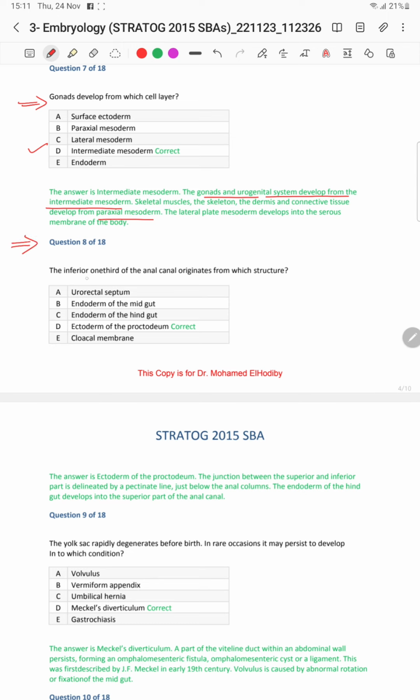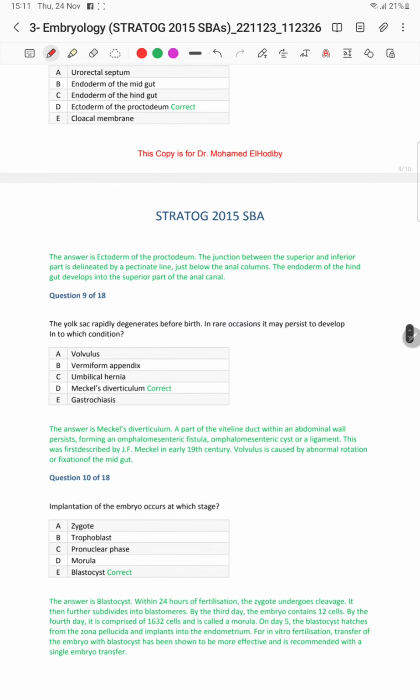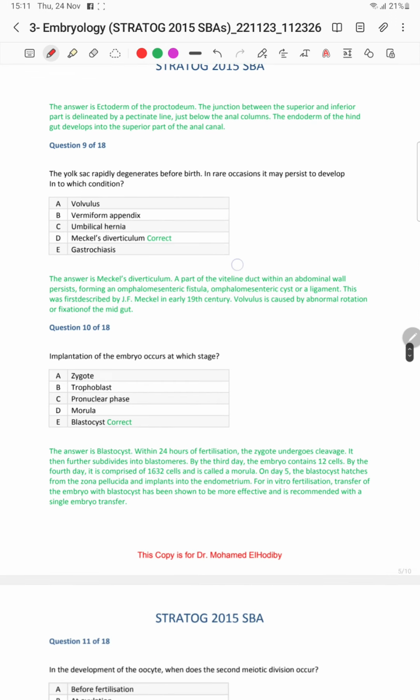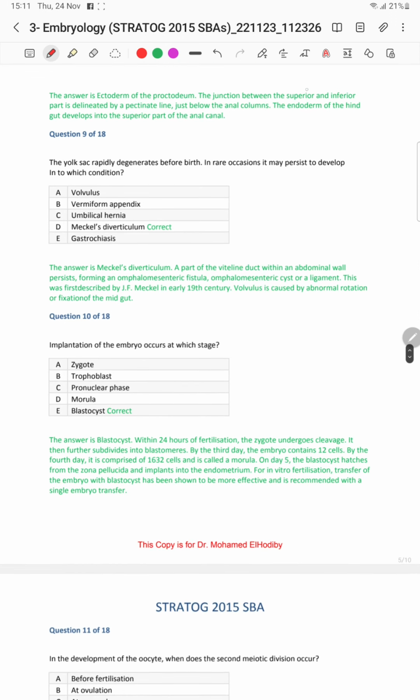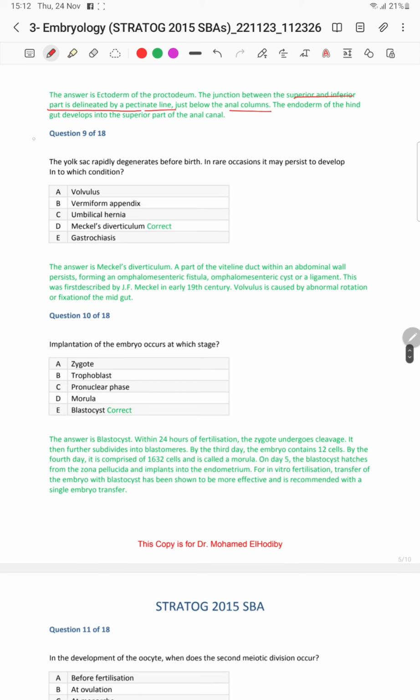Question number 8. The inferior 1/3 of the anal canal originates from which structures? It originates from the ectoderm of the proctodeum. The junction between the superior and inferior parts is delineated by the pectinate line just below the anal columns. The endoderm of the hindgut develops into the superior part of the anal canal.